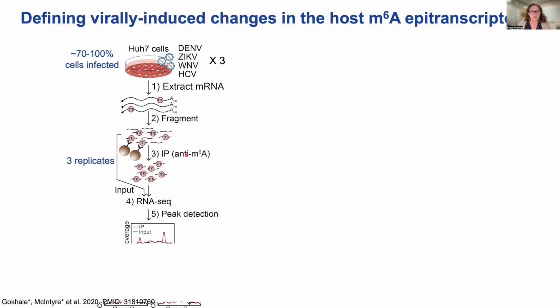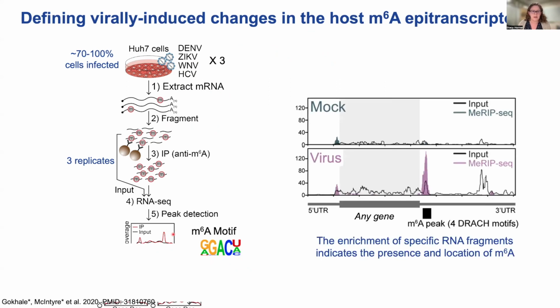We then do the IP with M6A antibody and then do sequencing, and we look for this kind of peak detection. And within a peak, we're looking for the presence of this motif. You can probably see something like this by eye, but we actually call it computationally. And it could look something like this. We found, for example, that it looks like a virus makes a new peak in this one RNA molecule. You can see this by eye, but of course we can call this computationally.